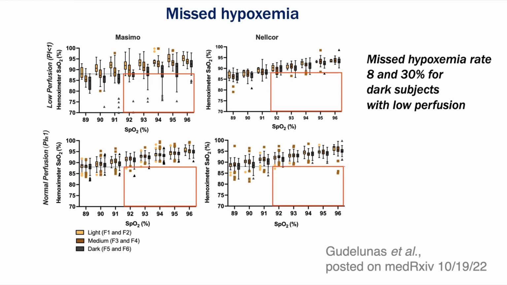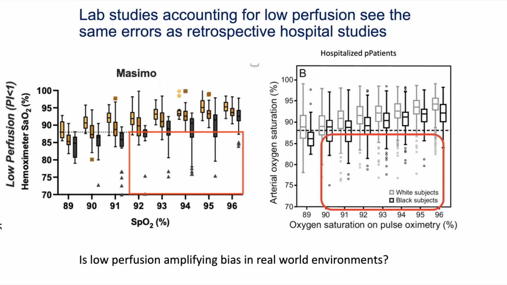And we found missed rates of hypoxemia in our data sample between 8 and 30% in subjects who had a coincidence of darkly pigmented skin and low perfusion. So here's our data showing side to side. It looks pretty similar, I should say. So this generated the hypothesis that low perfusion is the factor which is amplifying the bias of pulse oximeters in real-world clinical environments. And this observation was one of the driving forces behind the Equiox study that Carolyn Hendrickson so eloquently described this morning.